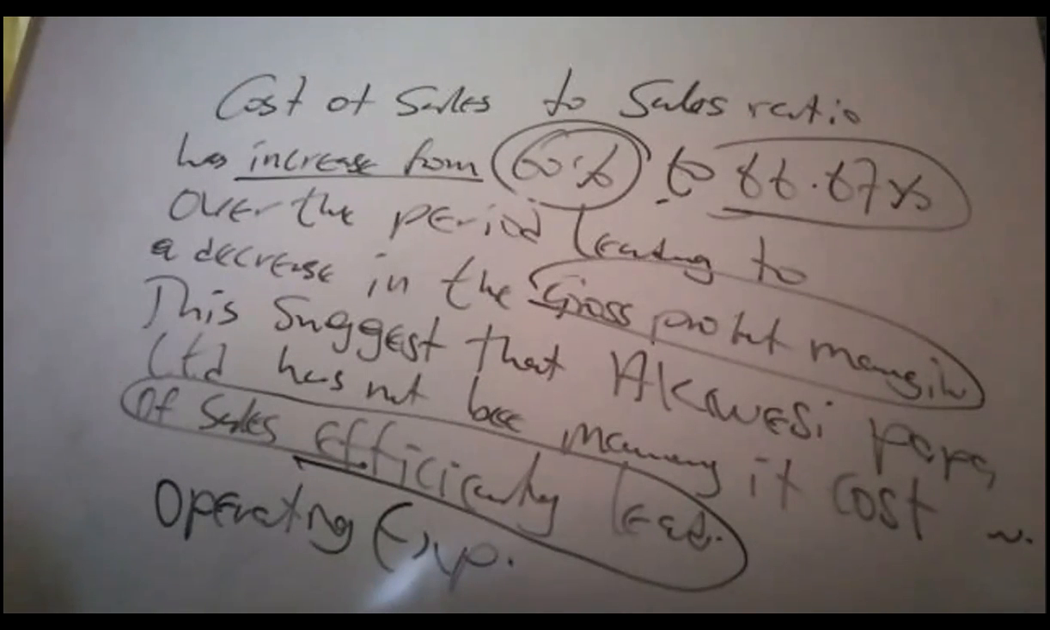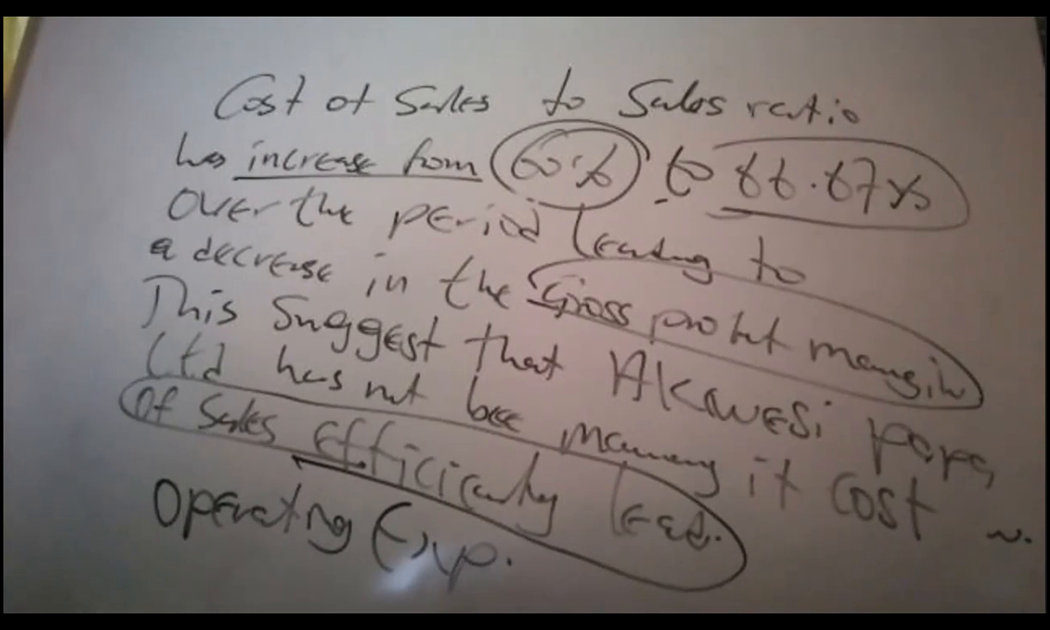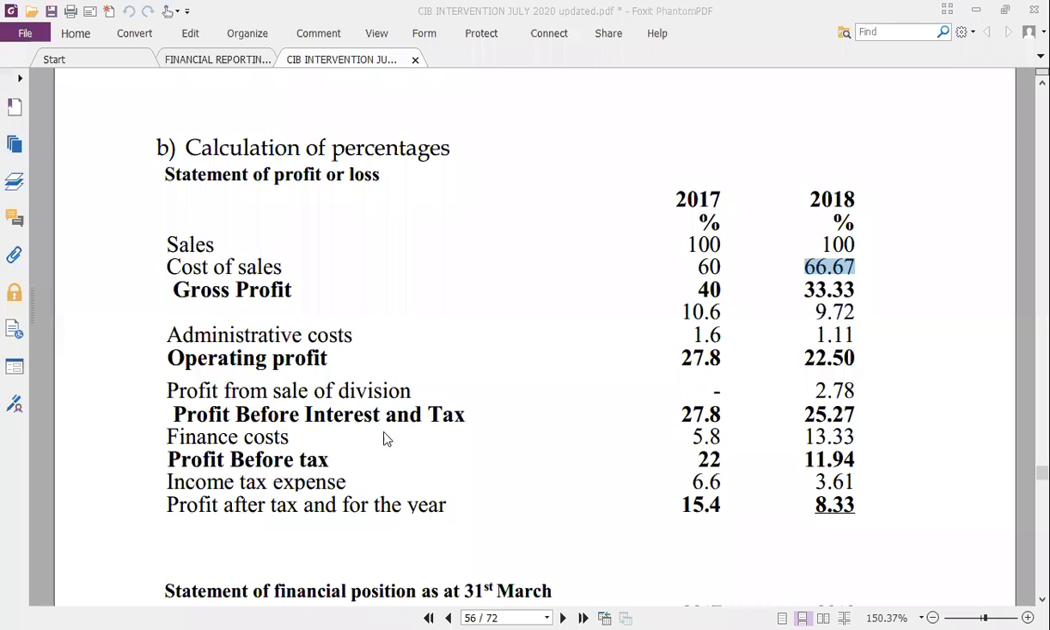Good. So now let's go to the operating profit and pick the ratios here. From the operating profit, we move straight to the finance cost.